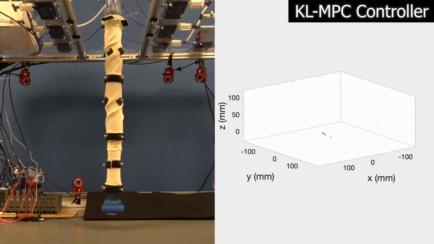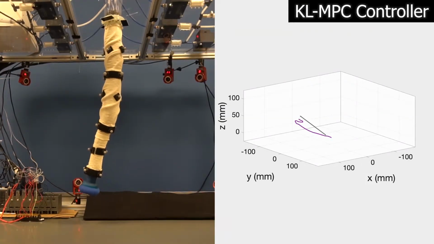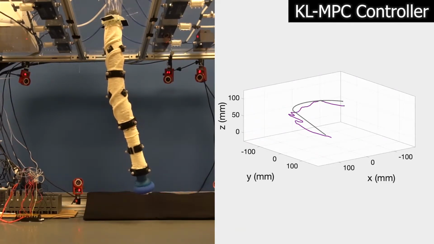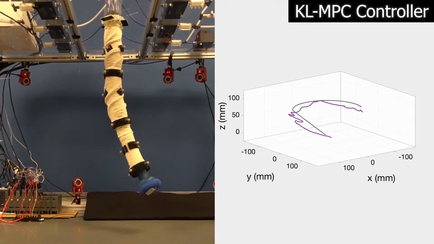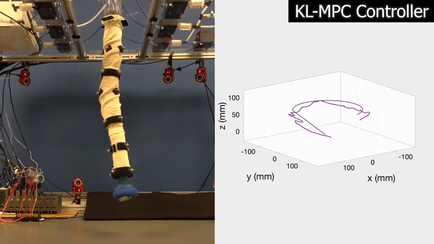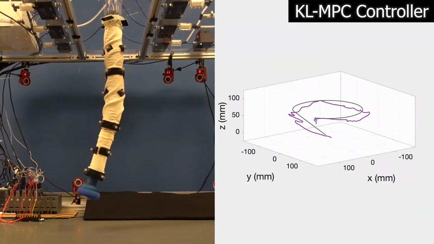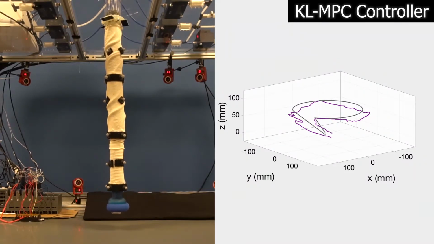This model is used to construct a closed-loop model predictive controller that enables the robot to follow a 3D trajectory with its end effector. This controller is referred to by the acronym KLMPC. Here, the end effector follows a reference trajectory while carrying a 175-gram payload, achieving a root mean squared tracking error of less than 2 centimeters.